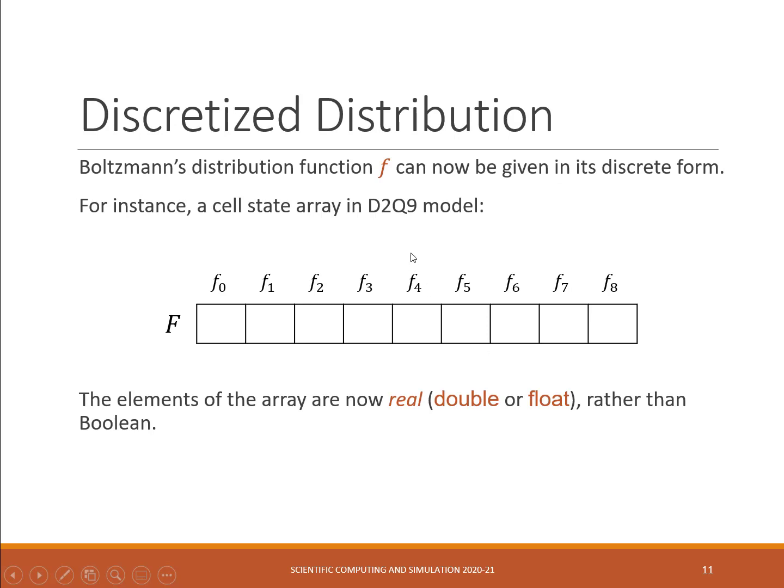Based on the discrete velocity states discussed in the previous slide, Boltzmann's distribution function f can now be given in its discrete form. Like the lattice gas model, the discrete distribution function f can be modeled using a vector. For instance, here we have a vector modeling the cell state array in D2Q9. Each cell in the vector represents a state, and its value determines the probability or the expected number of particles in that state.